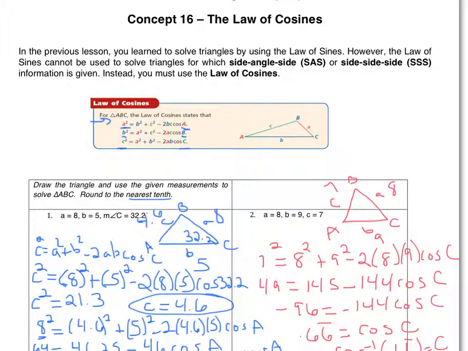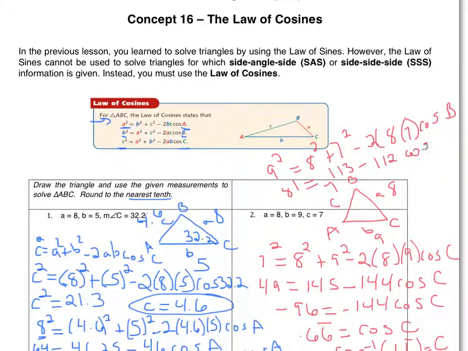So I have b squared, which is 9 squared, equals 8 squared plus 7 squared minus 2 times 8 times 7 times cosine of letter B. Because I used the side as 9 and I get the angle B. So if I square that, I get 9 squared is 81 equals 8 squared plus 7 squared. And I get that is 113 minus 2 times 8 times 7 is 112 cosine of B.